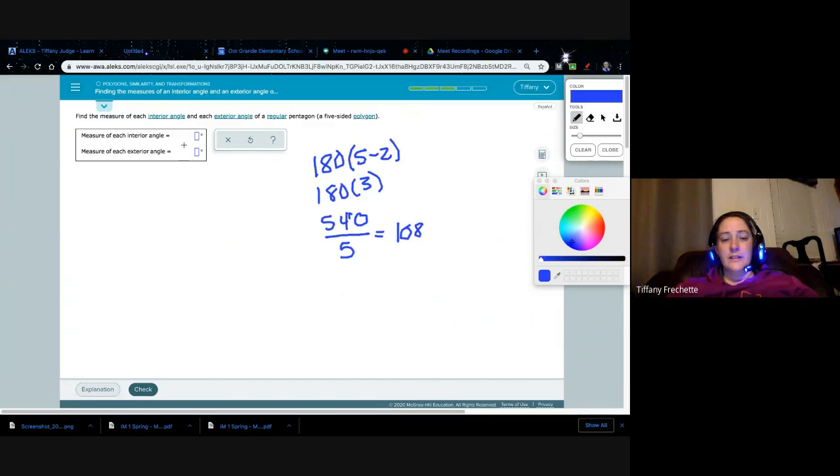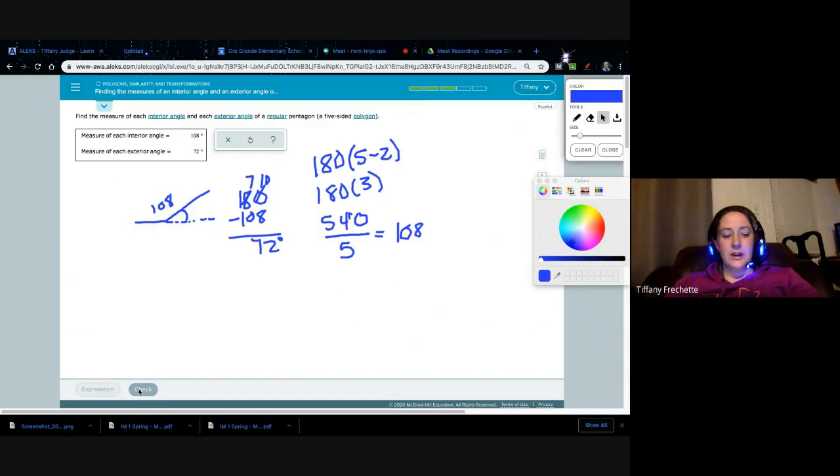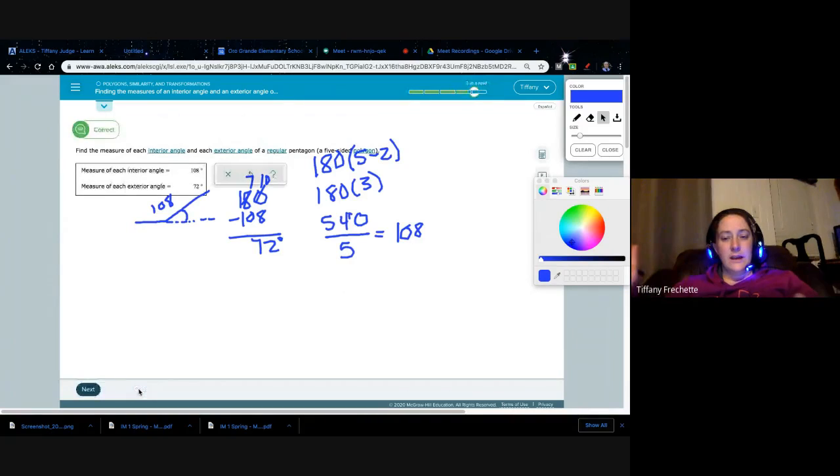So 108 for each one of these interior angles. So a little smaller than we've been doing before. So 108, and I want to find this measurement. So remember, it's on a line, so I'm going to subtract from 180. And I get 72. So we have 108, we have 72. 108 and 72. And check. And yay, we finished another one.